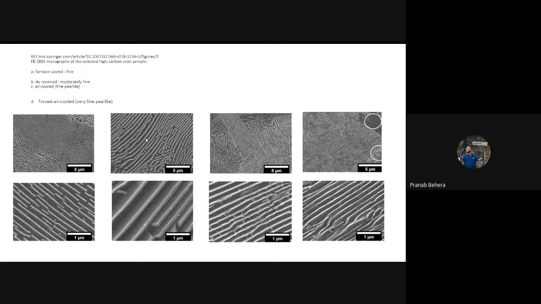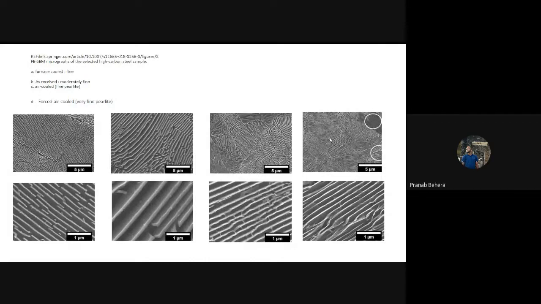Then after the edge receipt sample, suppose you are austenitizing this sample and you are doing furnace cooling. So furnace cooling will give you what? Fine perlite, obviously. Or coarse perlite. Coarse, okay, fine. You will get a coarse perlite, obviously. And second one, suppose you do air cooling. Fine, that is the C image. This one you can see is very fine. And when you do forced air cooling, you get very fine perlite.